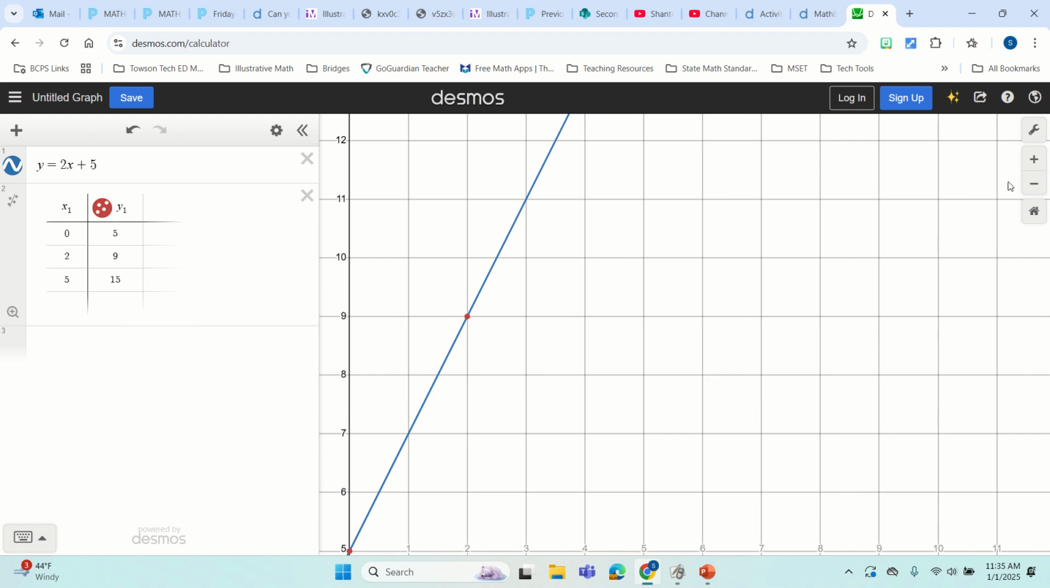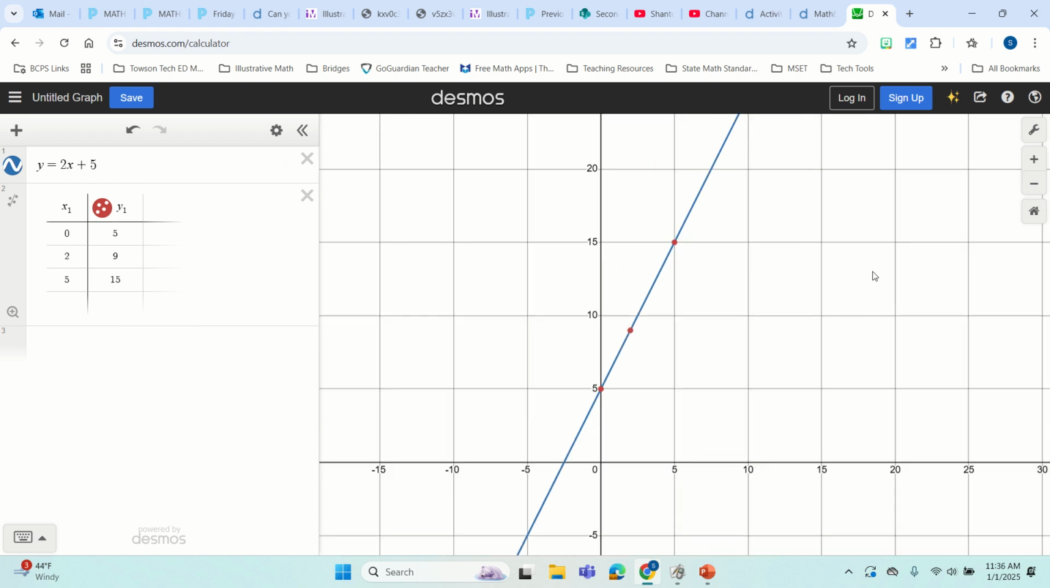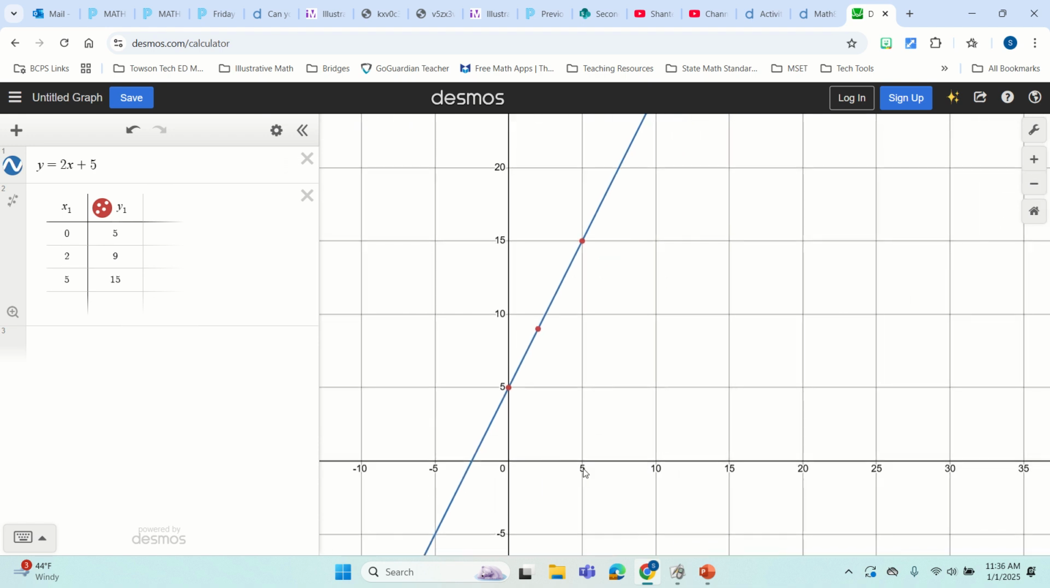So let me zoom out a little so we can see it. Okay, so see, here's my 5. I rode 5 rides. Here's my total cost, 15. And again, you can click on the dots and see all of the points that we graphed. Pretty nice, right? So the graphing calculator is amazing.